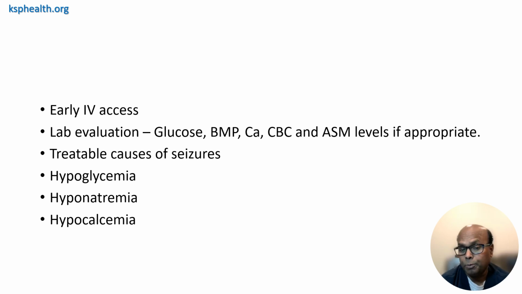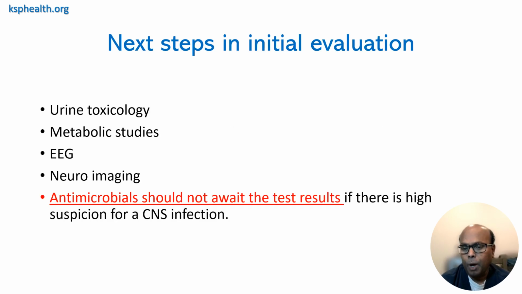Get the lab evaluation done, especially glucose, basic metabolic profile, calcium, complete blood count, and anti-seizure medication levels if it is appropriate. And identify the treatable causes of seizures such as hypoglycemia, hyponatremia, and hypocalcemia. In appropriate patients, get the urine toxicology, other metabolic studies, and if it is available, get the EEG hooked up right away. And neuroimaging oftentimes happens after the seizure is controlled, and antimicrobial if you suspect meningitis. It should not wait for the test results. Give antibiotic as soon as you suspect CNS infection.